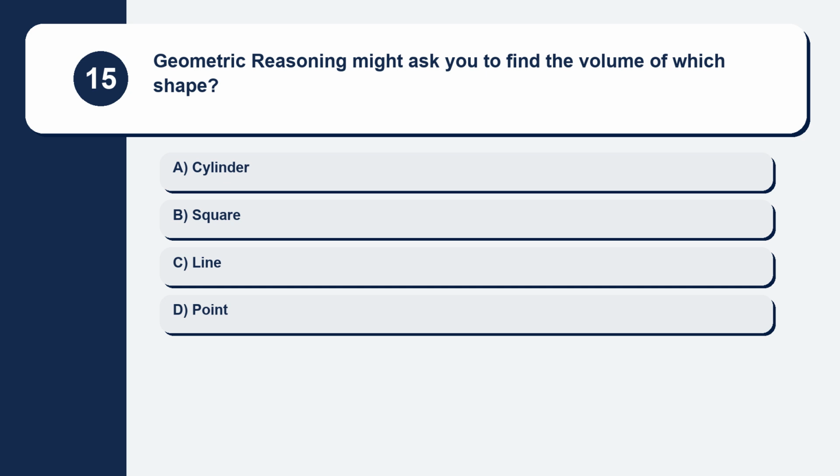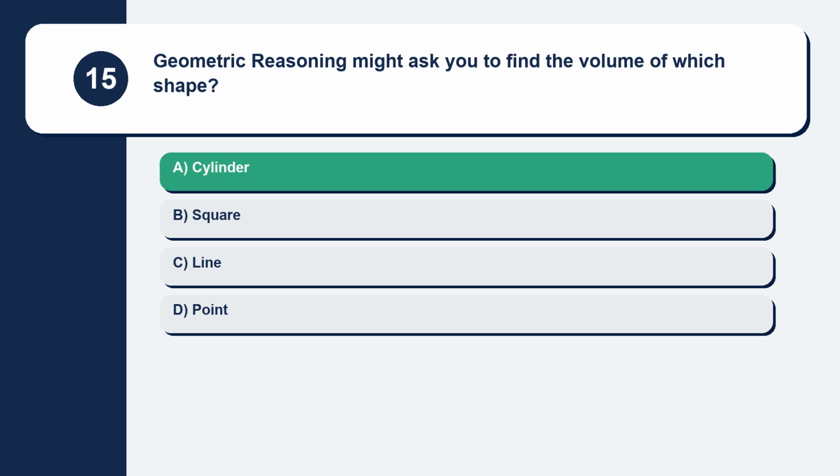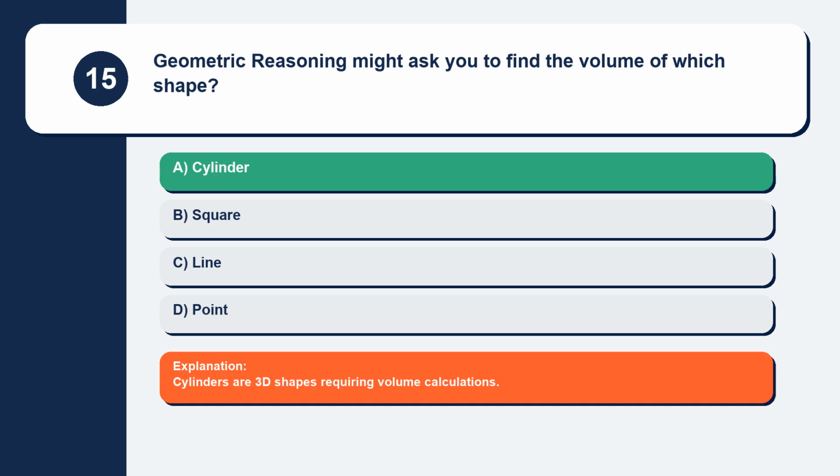Question 15. Geometric reasoning might ask you to find the volume of which shape? Cylinder. Square. Line. Point. Cylinders are 3D shapes requiring volume calculations.